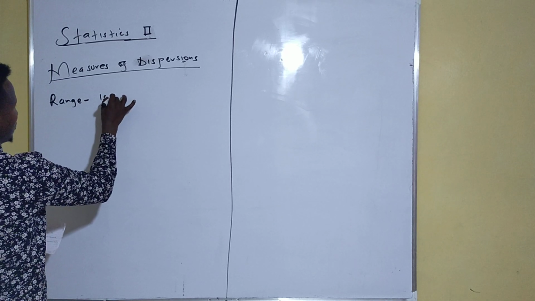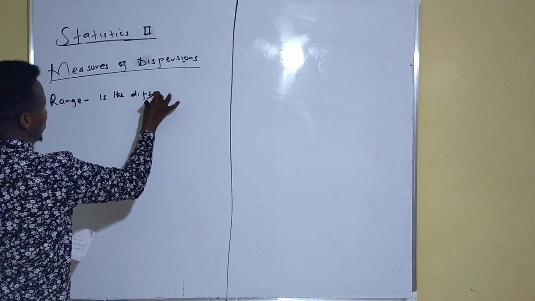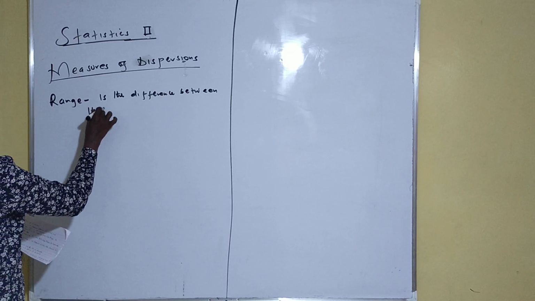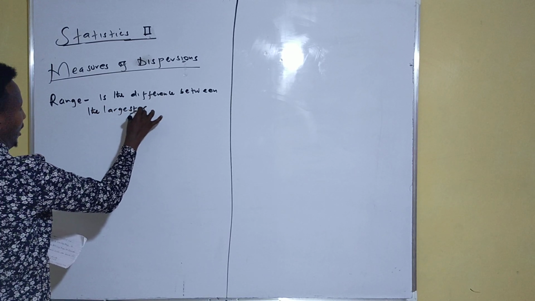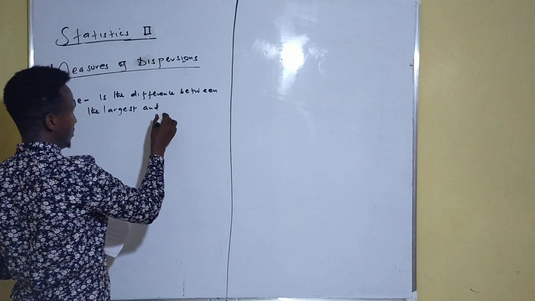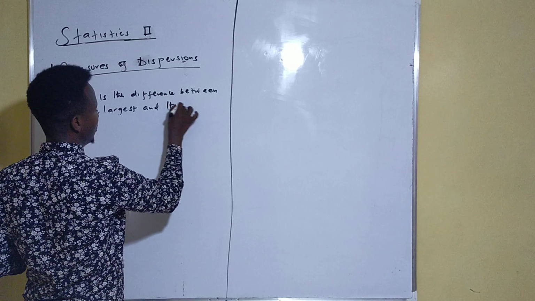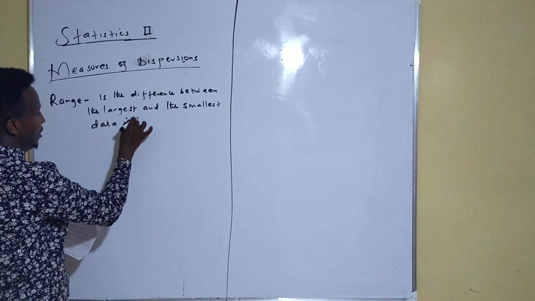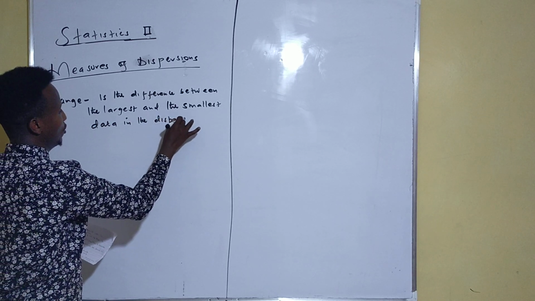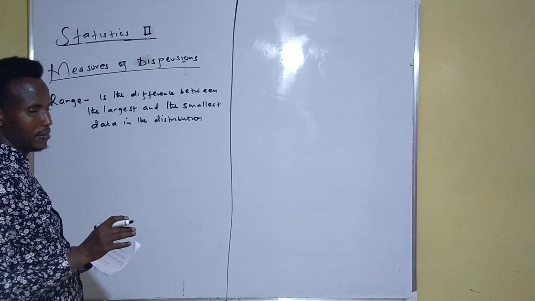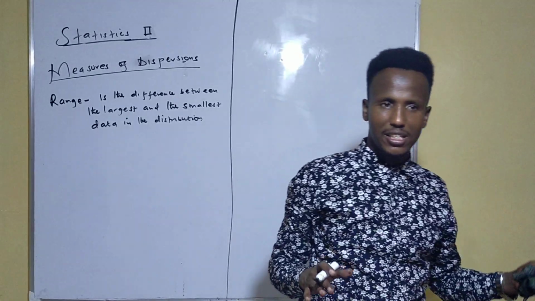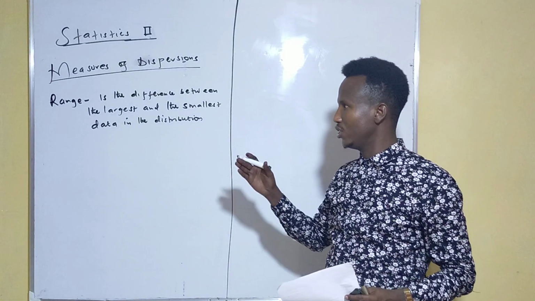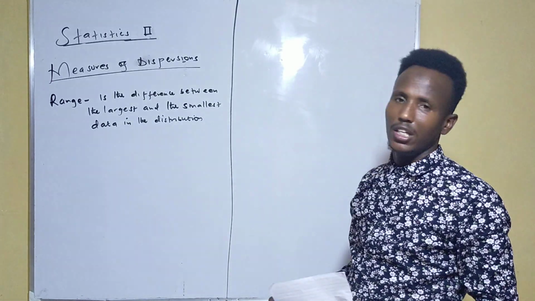So range is the difference between the largest and the smallest data in the distribution. It is very easy. Remember, sometimes the data will not be arranged. Arrange it in ascending order, then subtract the smallest value of the data from the largest value to get the range. So the range is the difference between the largest and the smallest data in the distribution.